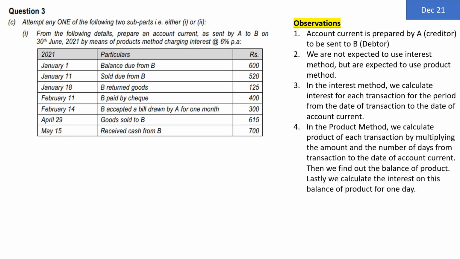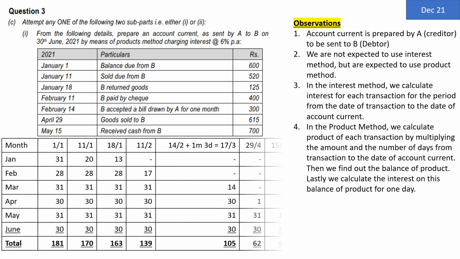And in the product method, we calculate the product of each transaction by multiplying the amount and the number of days from the transaction to the date of account current. Then we find out the balance of product. Lastly, we calculate the interest on this balance of product for only 1 day. We are supposed to follow the product method. That means I'll be ignoring point number 3 when we are thinking of the solution. I'll be considering point number 4.